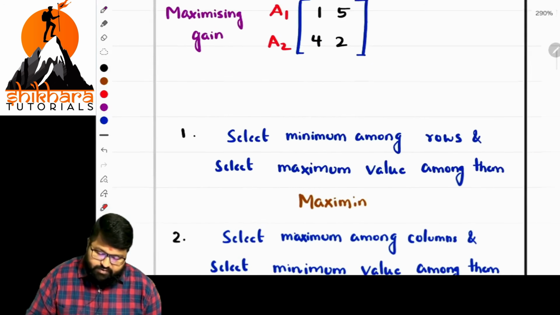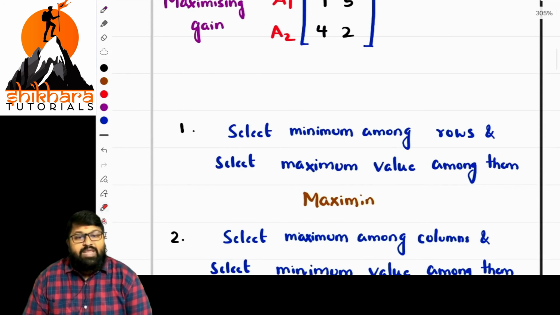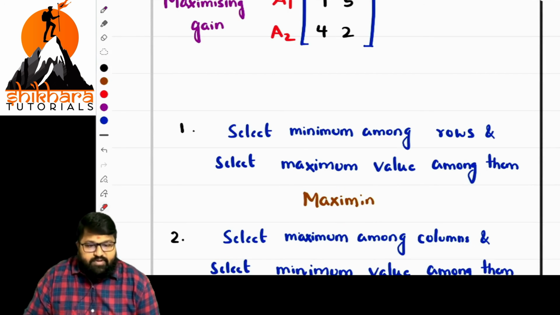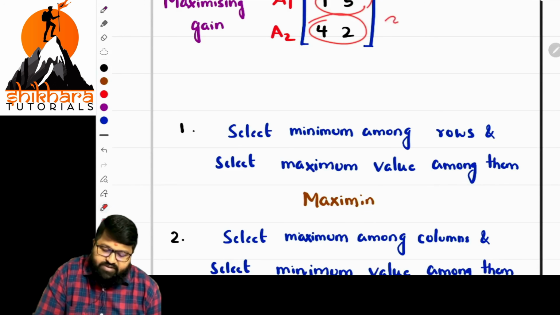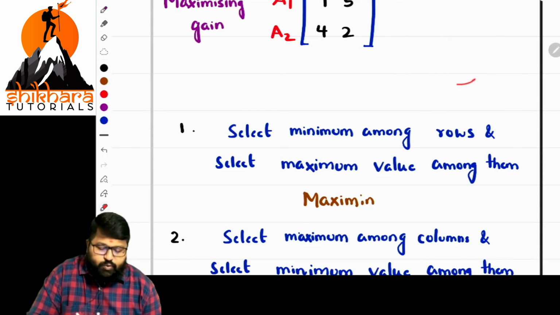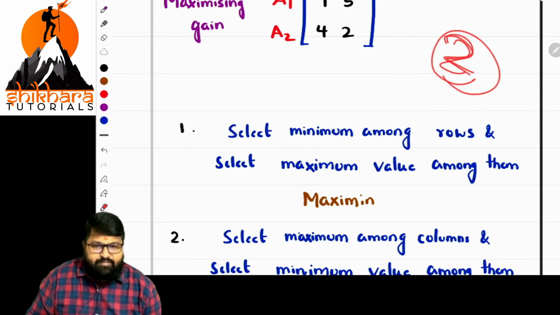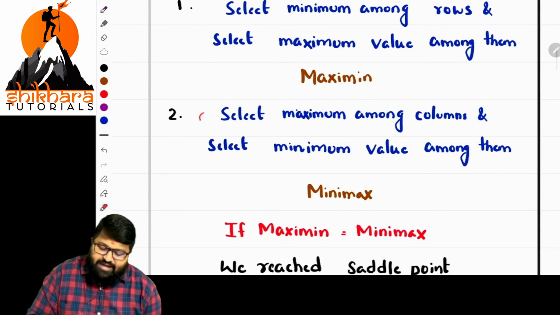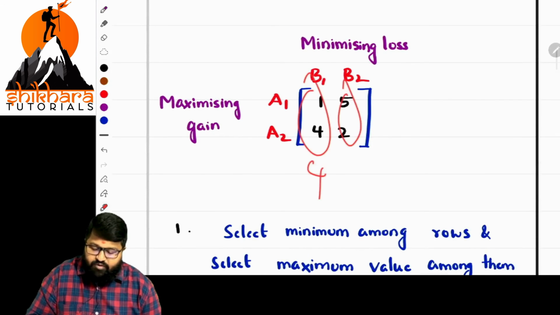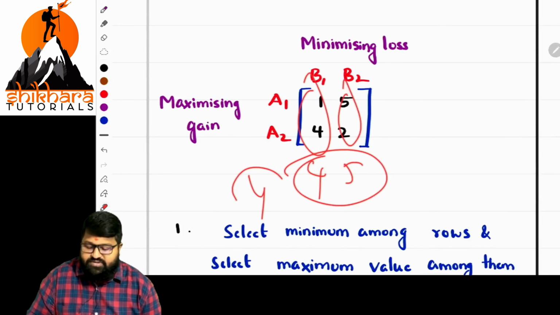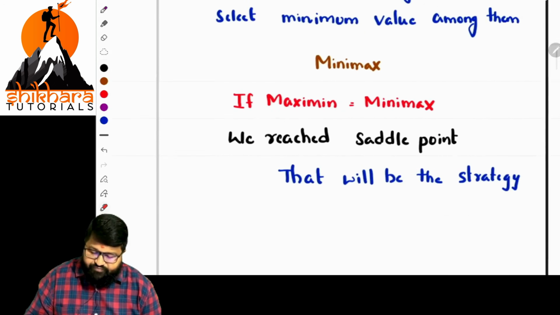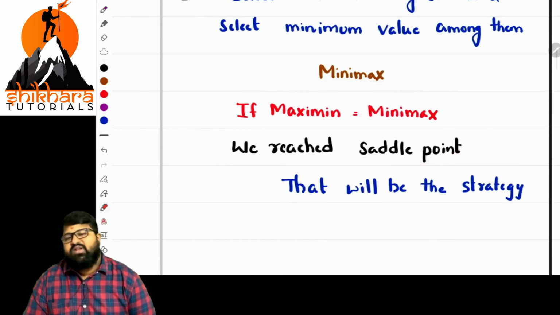So what is the first step? Select the minimum among the rows and the maximum among them. We identify the minimum values, 1 and 2. From these two, select the maximum, that is 2. This 2 is known as the maximin. And what about next, sir? Select the maximum among the columns. From the columns, select the maximum, 4 and 5. From this select the least, that is 4. This is known as the minimax. Clear?